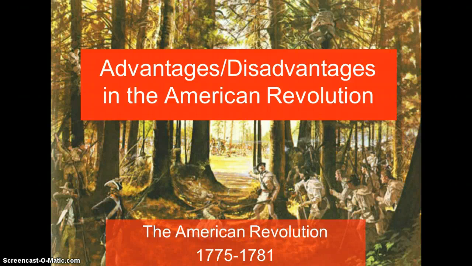Right now we're going to learn a little bit about the advantages and disadvantages each side has in the American Revolution. We've talked about how all sorts of different events have led to the beginning of the Revolutionary War. The war has started at Lexington and Concord in April 1775.